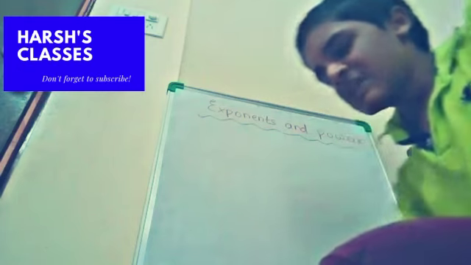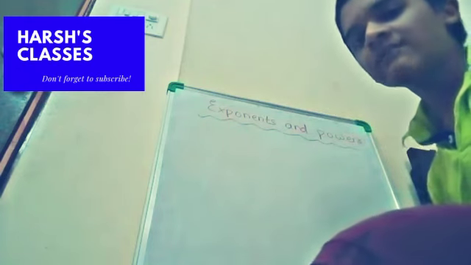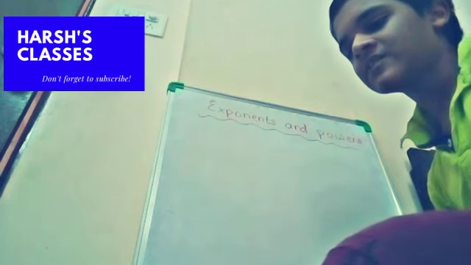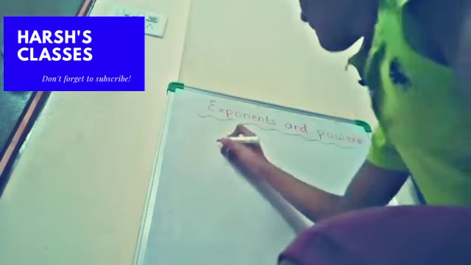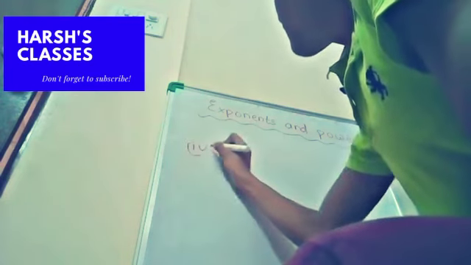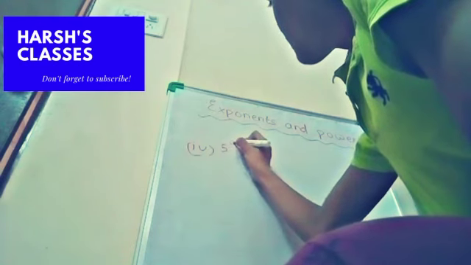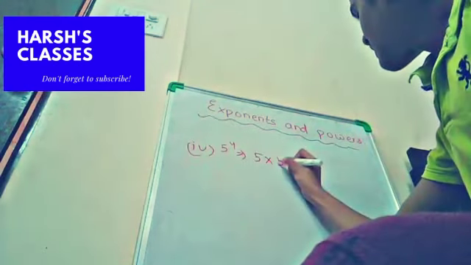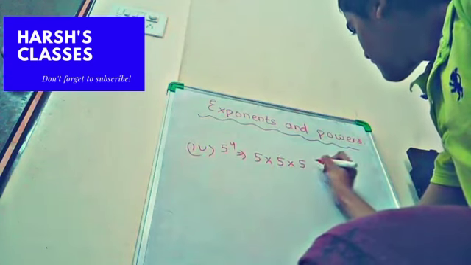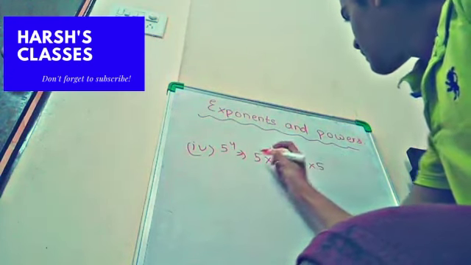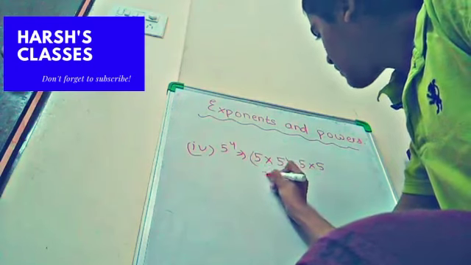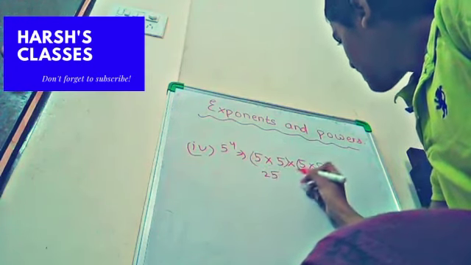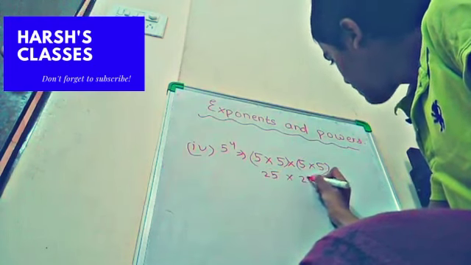The fourth sum is 5 to the power 4, which means 5 is multiplied by itself 4 times: 5 into 5 into 5 into 5. So 5 to the power 4 is equal to 5 into 5 into 5 into 5. So 5 5s are 25, 5 5s are 25. So 25 into 25.